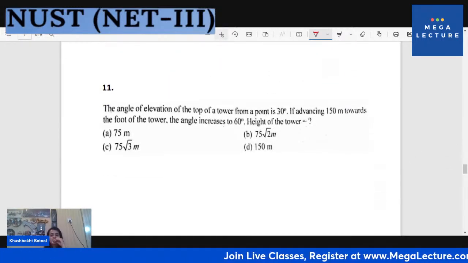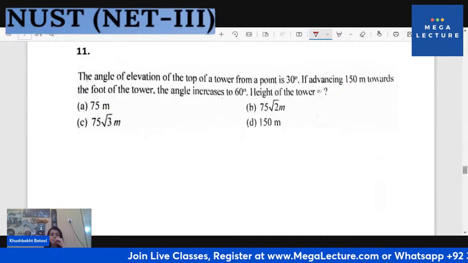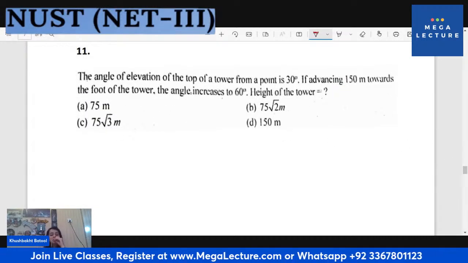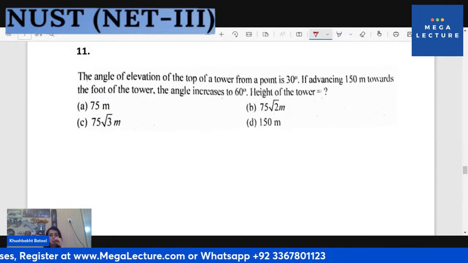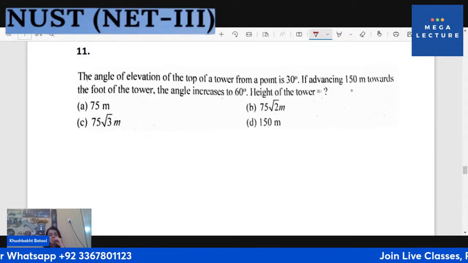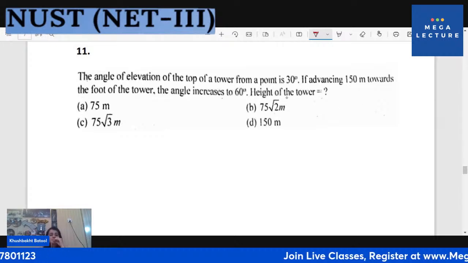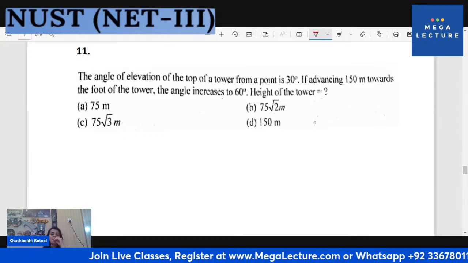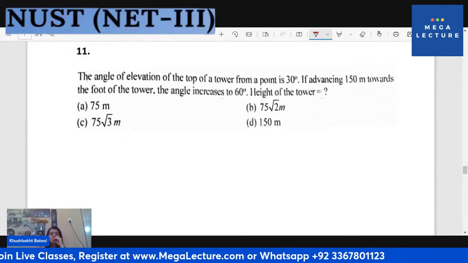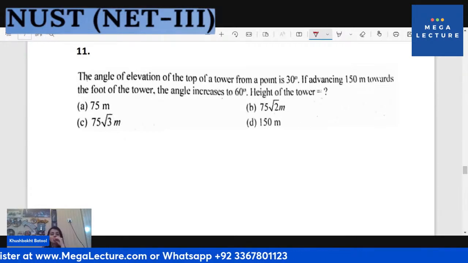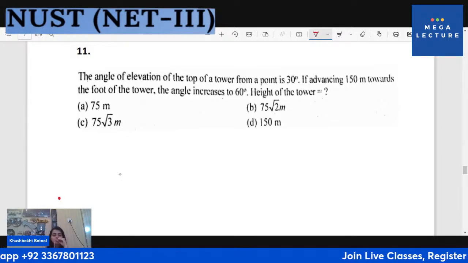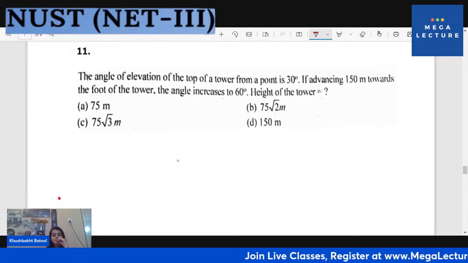This is an important one, and it is very, very interesting. The angle of elevation of the top of a tower from a point is 30 degrees if advancing 150 meters towards the foot of the tower, the angle increases to 60 degrees. What is the height of the tower? Okay. The angle of elevation of the top of a tower from a point is 30 degrees. So this is the point, initial point, and this is your tower.